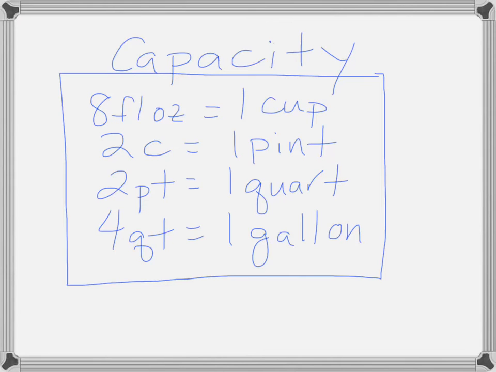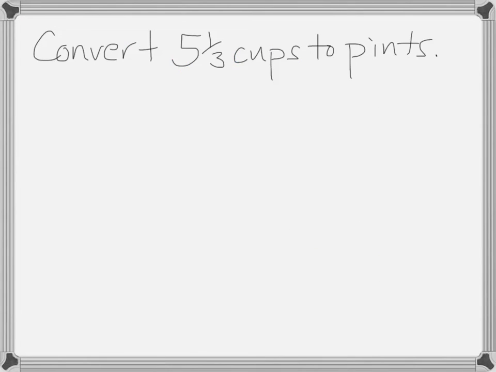Capacity. So now we're in the kitchen, converting recipes. 6 fluid ounces is 1 cup, 2 cups is 1 pint, 2 pints is a quart, and 4 quarts in a gallon. Convert 5 1/3 cups to pints. So again, this mixed number we want to change to an improper fraction. Multiply 5 times 3 and then add 1. That would be 16/3 cups.